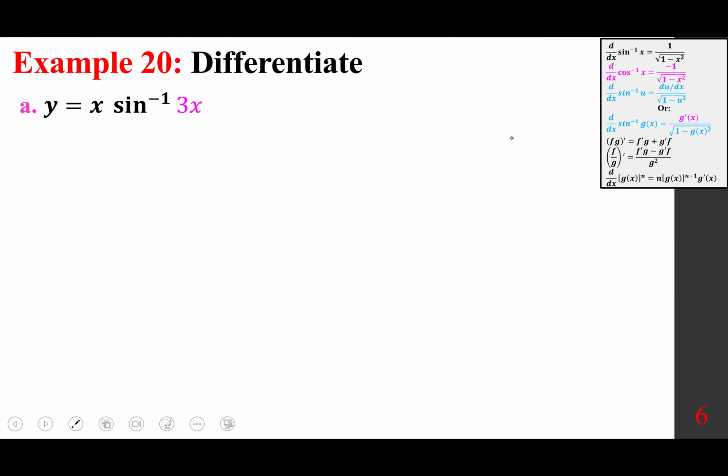y equals x sine inverse of 3x. Again, we are looking at the product of x and sine inverse. That means we are going to go with f times g. So obviously, the derivative of x is simply 1 times g, sine inverse of 3x. But what about this one? I'm going to remind you the derivative of sine inverse x is 1 over the square root of 1 minus x squared.